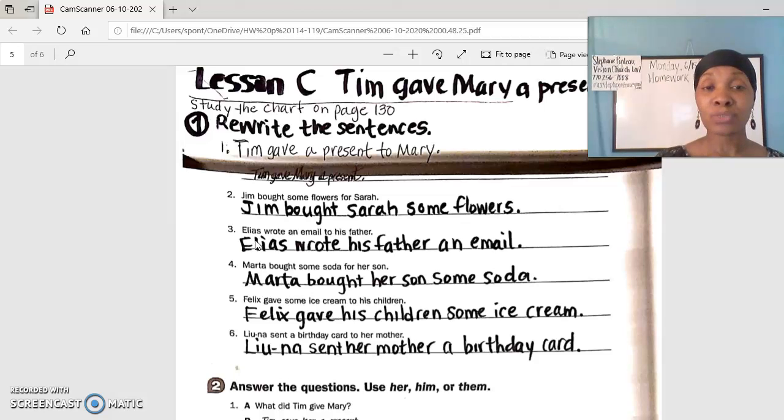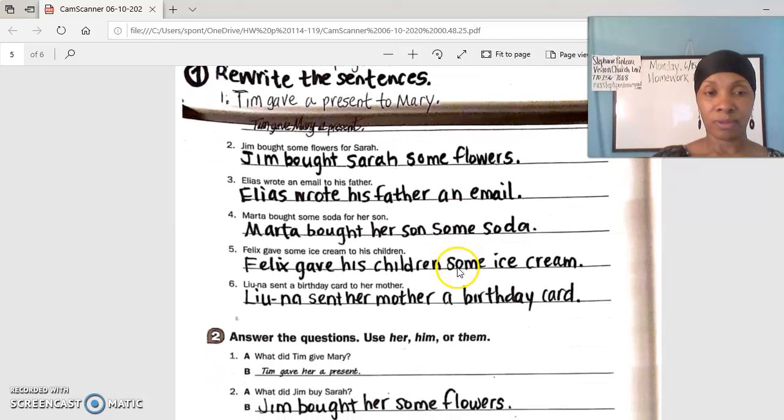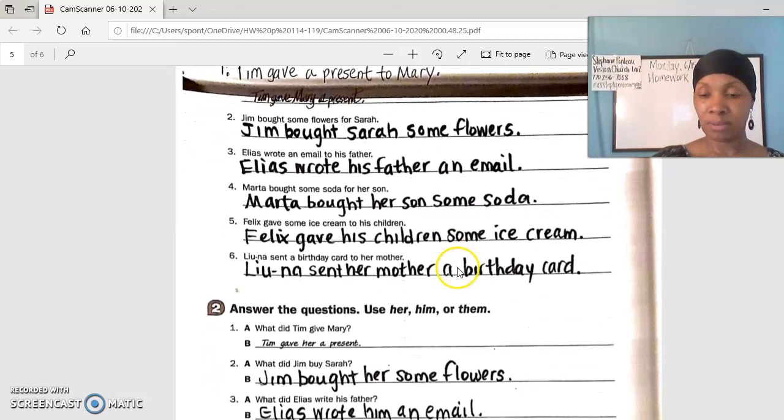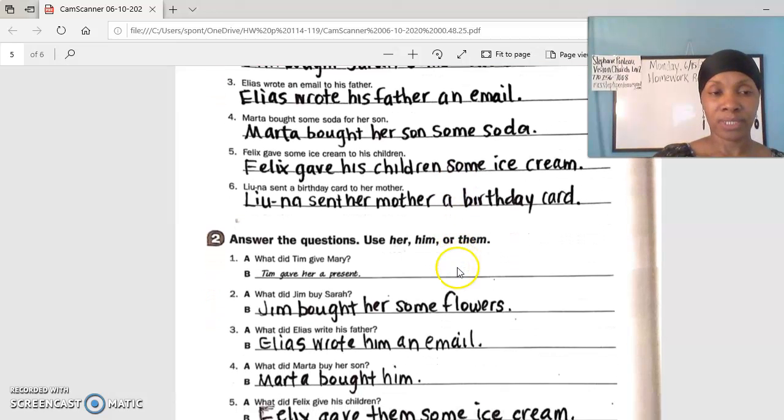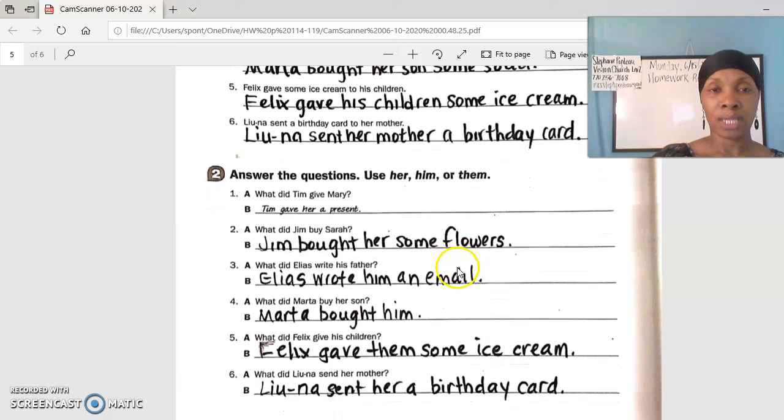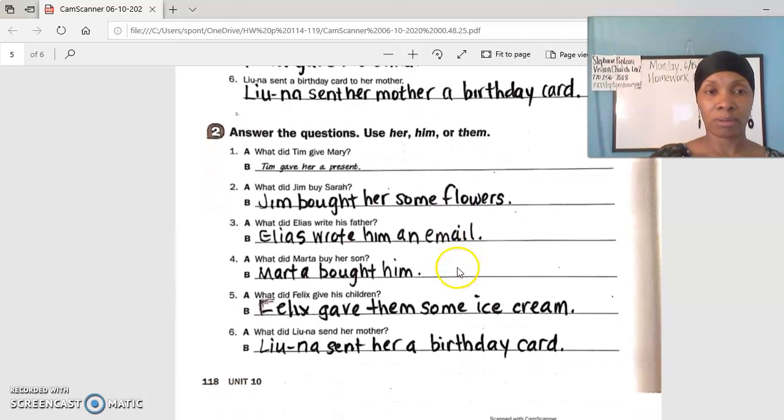Number 3, Elias wrote an email to his father. And then rewrite that as Elias wrote his father an email. Number 4, Marta bought some soda for her son. Marta bought her son some soda. Let's see, I am running out of time here. This video only gives me 15 minutes. 5, Felix gave his children some ice cream. 6, I'm just going to read the answers to you, okay? Luna sent her mother a birthday card.